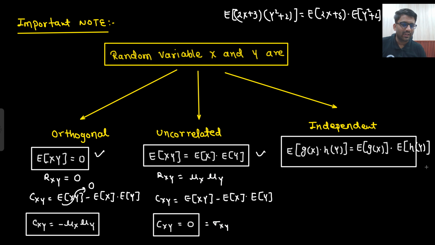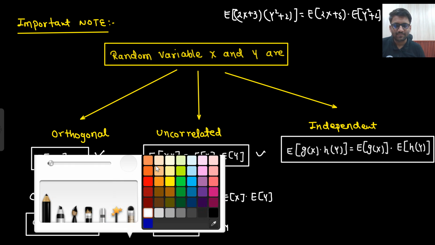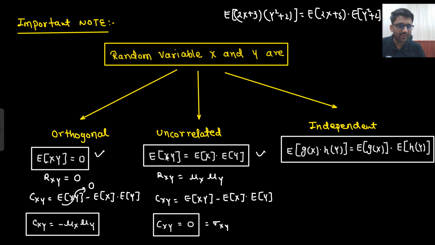Okay. So here strictly random variable x is written. Here strictly random variable y is written. But here any function of random variable x, any function of random variable y. Is that okay for you?